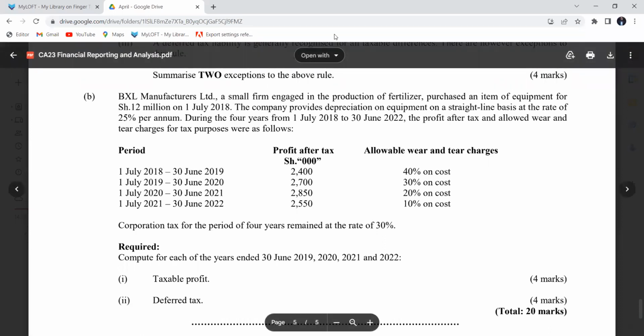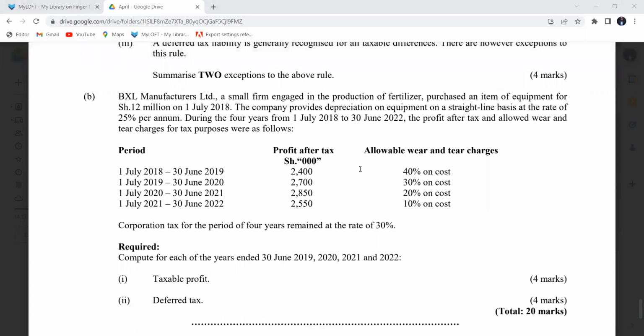So you have your years there, profit after tax, allowable wear and tear charges. So corporation tax for the period of 4 years remained at the rate of 30%. Compute for each of the year ended 30 June 2019, 2020, 2021, and 2022, taxable profit and deferred tax.